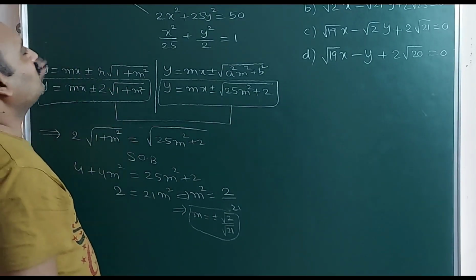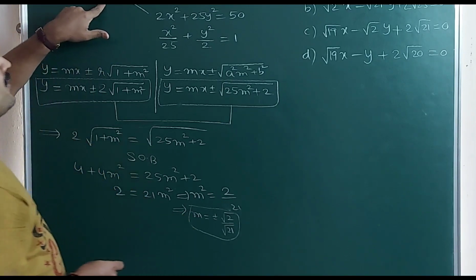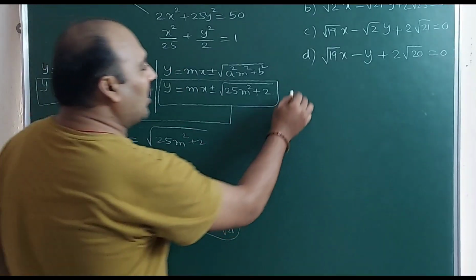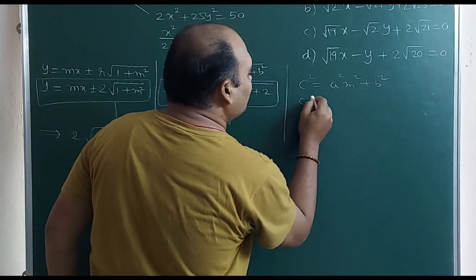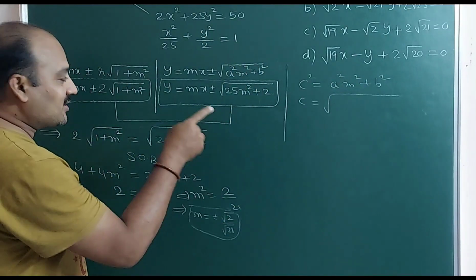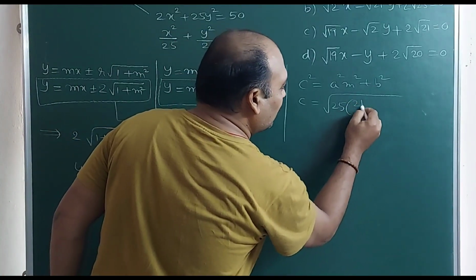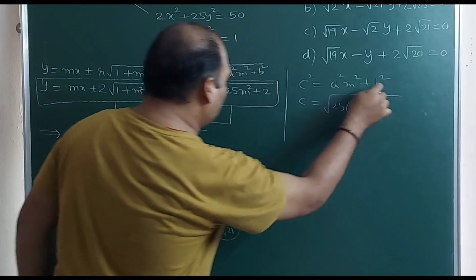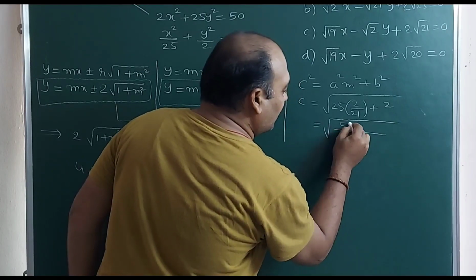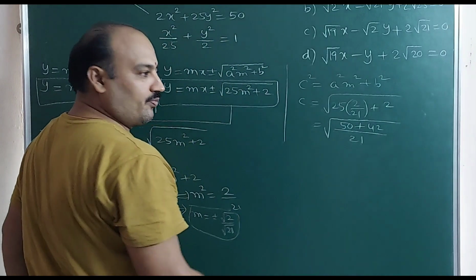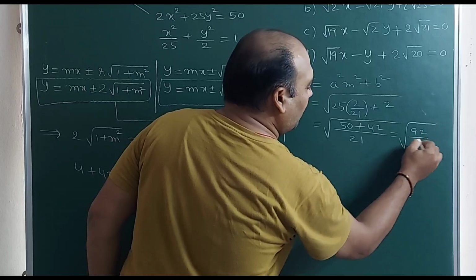To get the c value, the line y is equal to mx plus c is to be tangent to the ellipse. We have the condition c square equal to a square m square plus b square. So c is equal to root over a square value, which is 25, times m square value 2 by 21, plus b square value 2. So c is root over 21, this is 50 plus 42, which is equal to root 92 by 21.